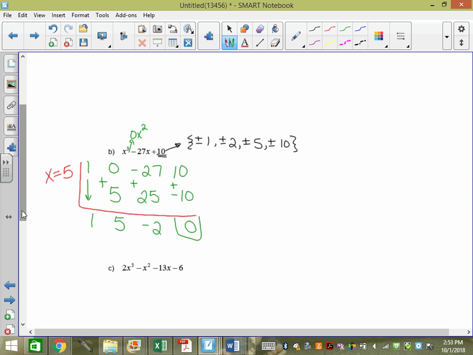X equals 5. What's the factor? X minus 5. So I know I have a factor at x minus 5. And my other factor is this. 1 less. So if this is x cubed, this is going to be 1x squared plus 5x minus 2. Can I factor that? What multiplies to give me negative 2 and adds to give me 5? No, there's nothing that can factor. So if I say factor and you can't factor it, you're done. And this is your answer.